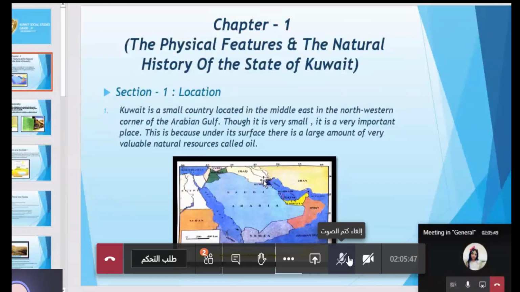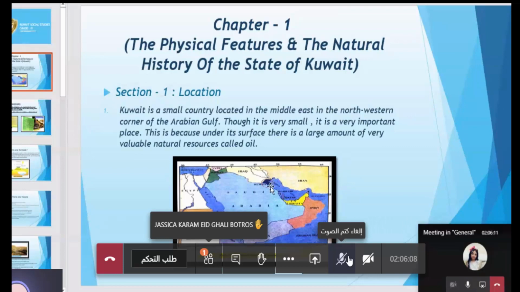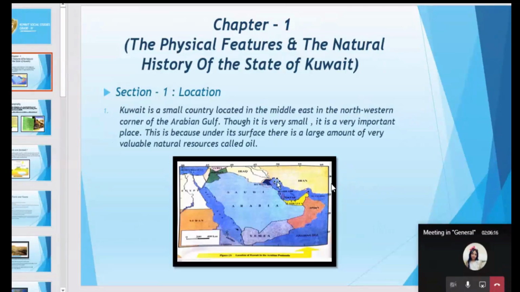Now, you can see that there is Kuwait here in the northwestern side of the Arabian Gulf. Here is Kuwait. Under its surface there is a large amount of valuable natural resource called oil. So this is a very small country, but it is very important. Why is it important? Because it has a lot of reserves of oil under the ground. It has a large quantity of oil under the ground. So we have learned that.